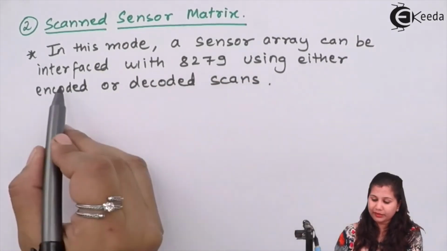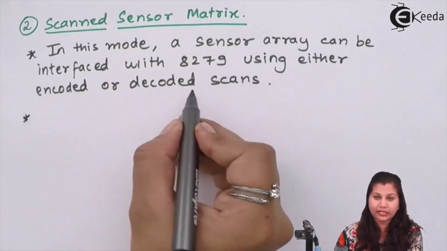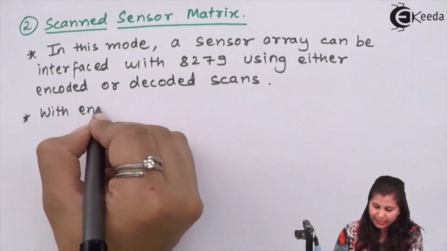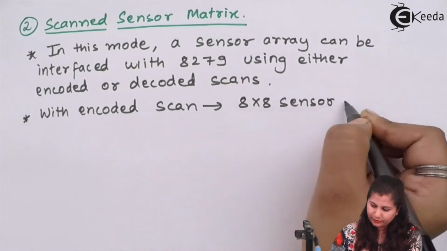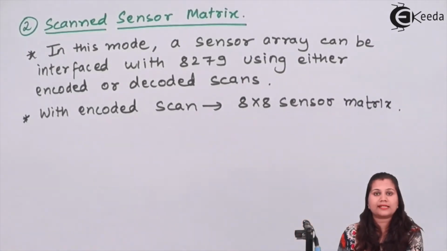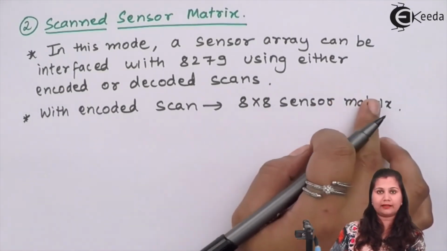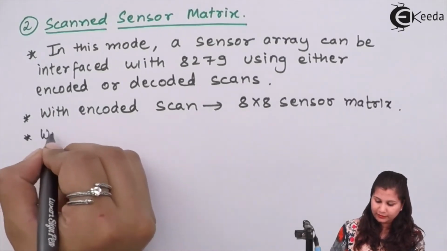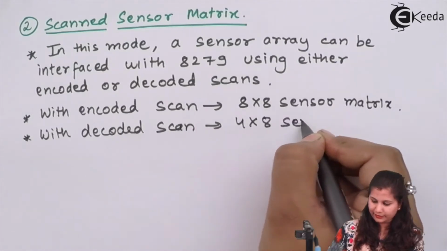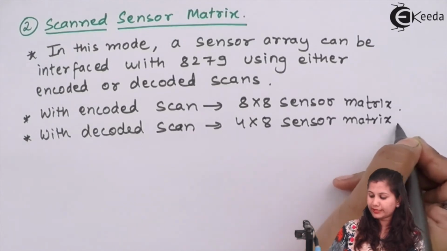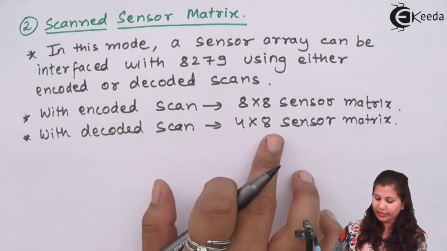So in this mode, a sensor array can be interfaced with the 8279 using either encoded or decoded scans. Now, what's the difference between encoded and decoded scan? With the encoded scan, an 8x8 sensor matrix, just like in the keyboard mode where an 8x8 keyboard can be interfaced, can be interfaced here. Whereas with decoded scan, we have a 4x8 sensor matrix. So it is basically the difference of the size of the matrix in the encoded and the decoded scans. Here we have 8x8 and in decoded we have 4x8.